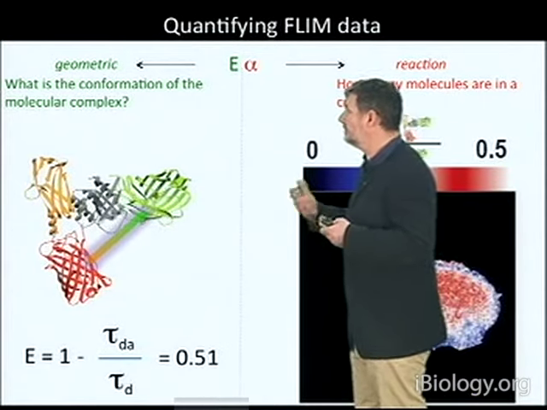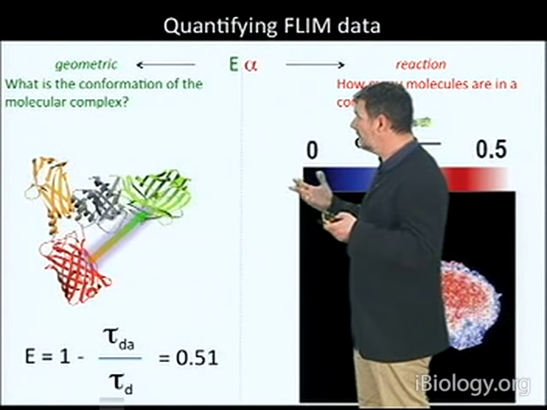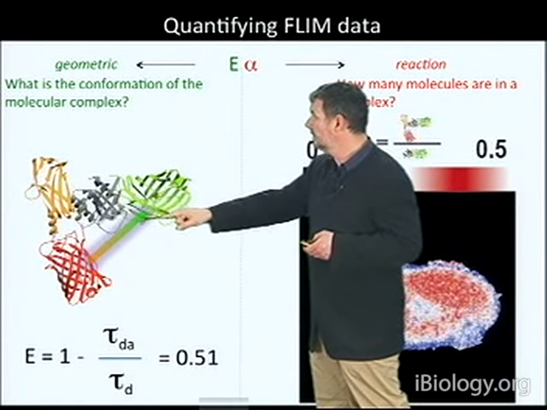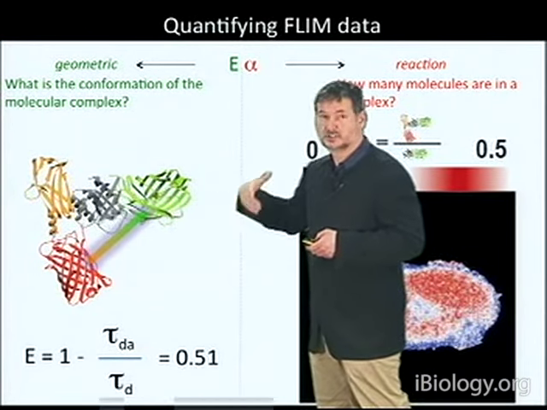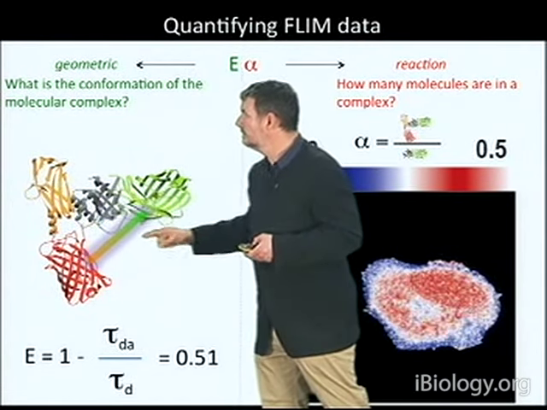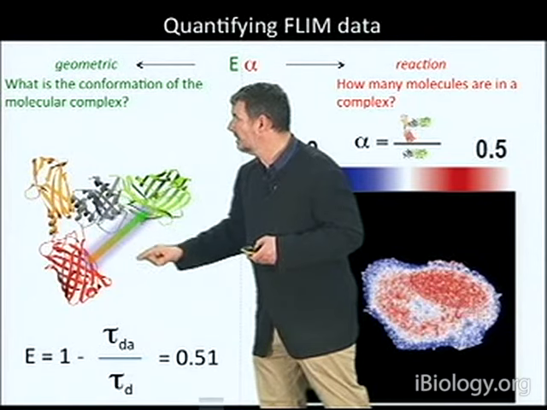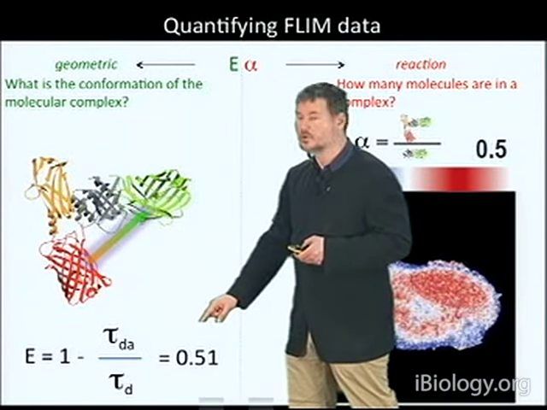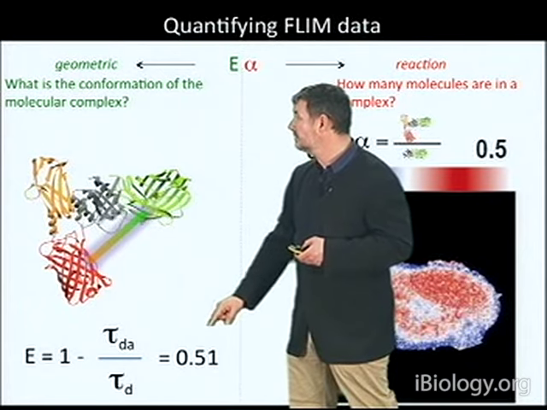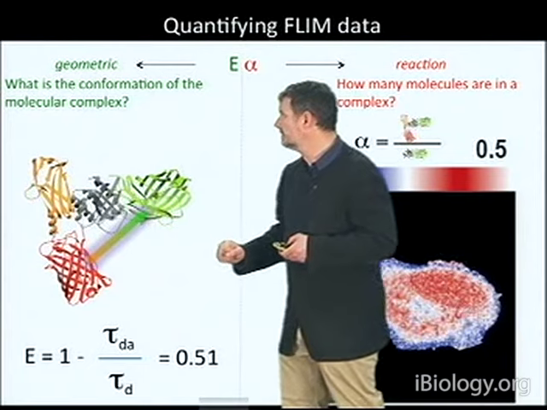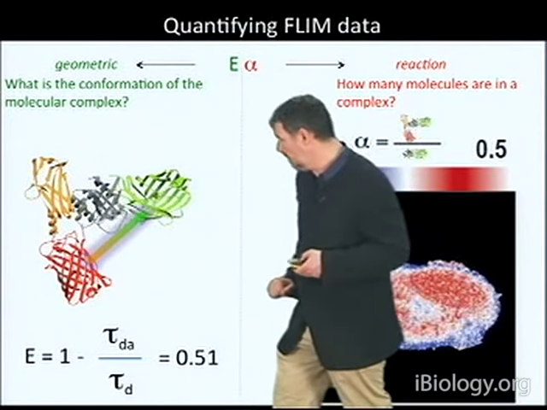Now, what we obtain with FLIM in a single experiment is the true efficiency in the complex, which is a geometric parameter that is space invariant, is only a property of the complex, which allows us to say something about its conformation. If we ignore kappa squared, we can actually say that because we have a 50% energy transfer efficiency, we have an approximate distance of 6 nanometers. But that is very dangerous.